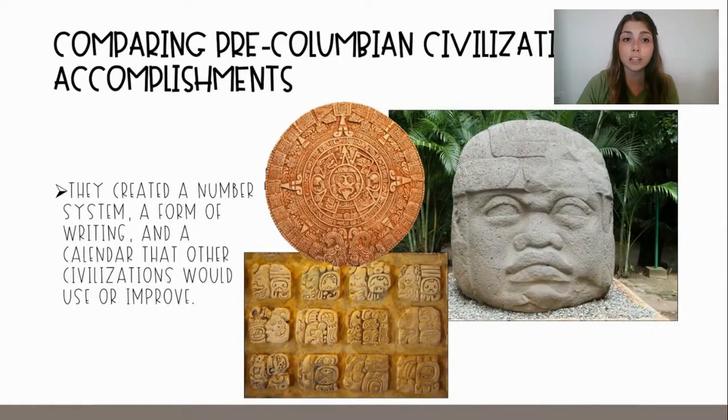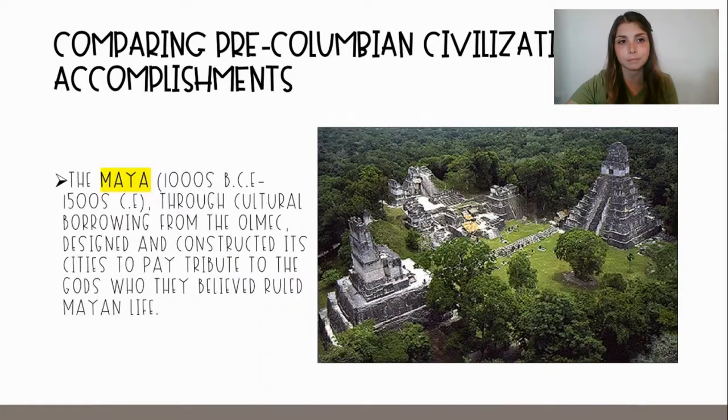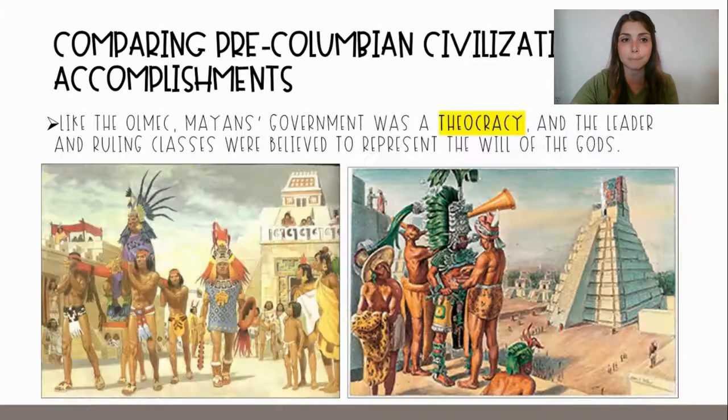They created a number system, a form of writing, and a calendar that other civilizations would use and improve upon. Let's take a look at the Mayan. The Maya existed from about 1000 BCE to the 1500s CE. Through cultural borrowing from the Olmec, they designed and constructed their cities to pay tribute to the gods who they believed ruled Mayan life. So they borrowed a lot of their teachings from the Olmec who came before them.